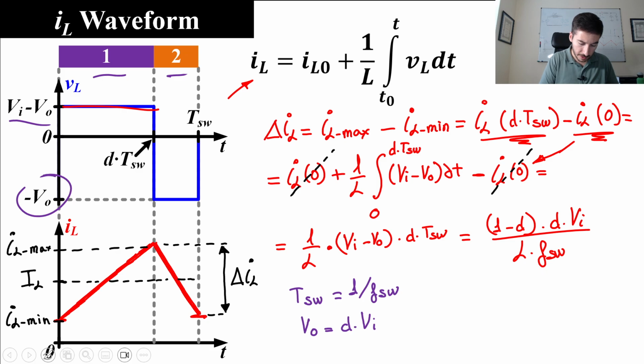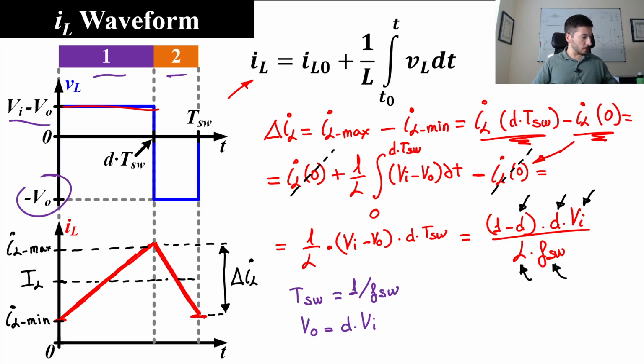So, as we can see here, the peak-to-peak current ripple depends on the voltage conversion that we do, because it depends on the duty cycle and on the input voltage. And it also depends on the inductance of our buck converter and depends on the switching frequency.